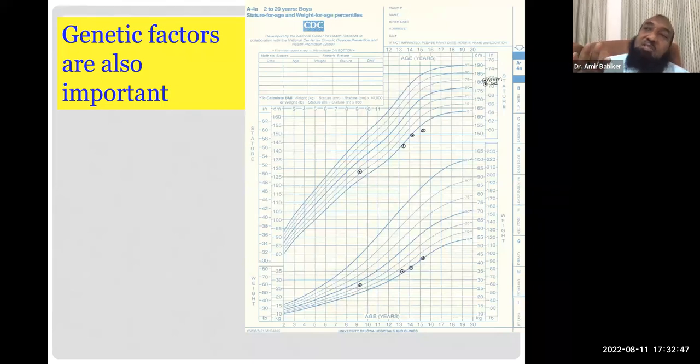For example, if we take the mid-parental point of this boy as 150, that means this boy's height is acceptable between 140 and 160 in terms of his family. So his family target potential is the mid-parental point plus or minus 10. These are the family target potentials. Clear?